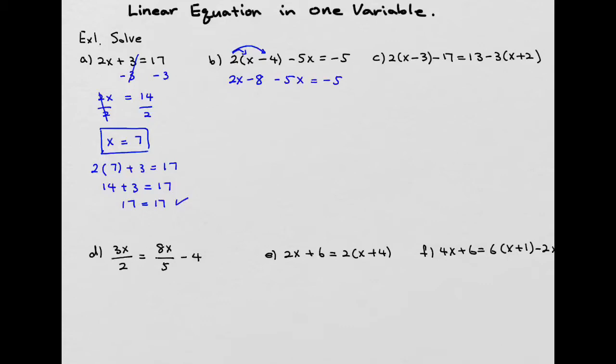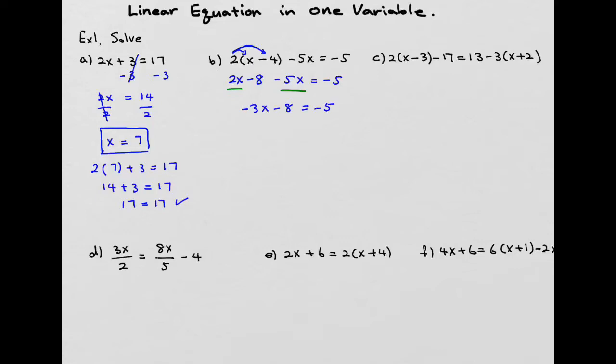So from here, as you can see, you have 2 like terms, the terms with the same variable, right? These 2, you should be able to combine them. So 2x minus 5x, you get negative 3x. And then you had negative 8 before, equals negative 5.